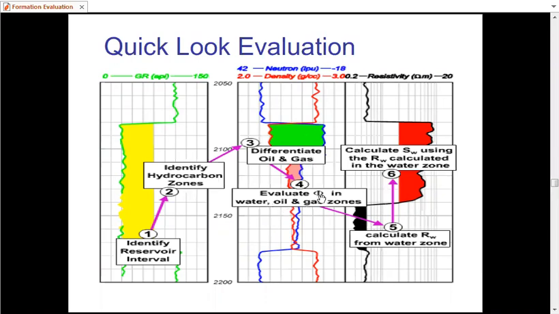And the 4th step is to evaluate the gas zone, the oil zone, and the water zone. The last step here is to calculate all parameters like the formation water resistivity, which comes from the water zone, and also to calculate the water saturation. The water saturation will be calculated using the value of water resistivity from the Archie equation and using the parameters coming from the open hole logs.